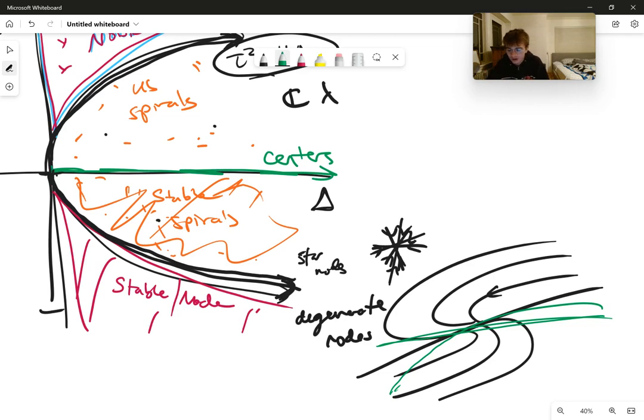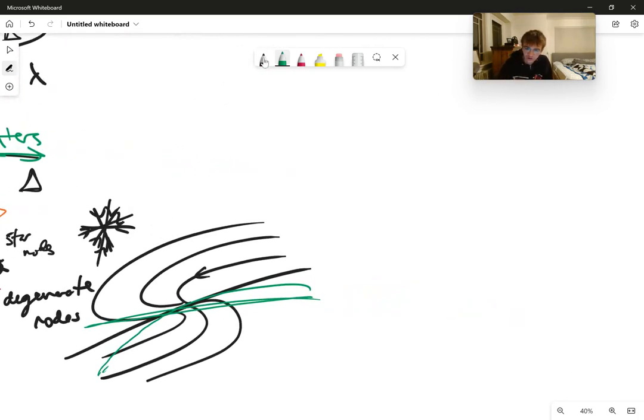If you're interested in how you can plot these phase portraits and the general solution forms, you should look into that in a differential equations textbook.